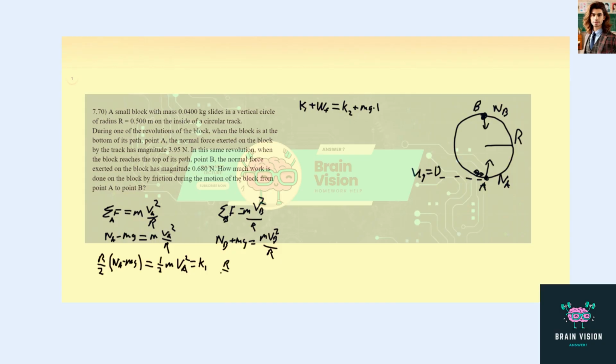Okay, we can do the same thing. We get r over 2 times normal force at point B plus mg equal to 1/2 mass times velocity at point B squared, which equals K2. Okay, so we have K1, that equals something that we just have in numbers, so we can solve that. K2, that equals something that's all numbers, we can solve that. Now we can find what the work due to friction is. So we can substitute that all in.